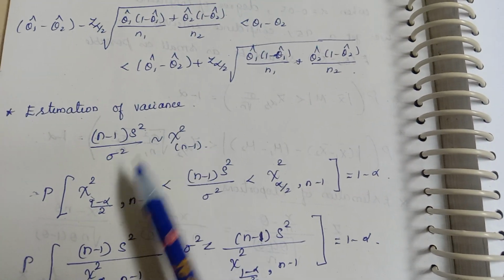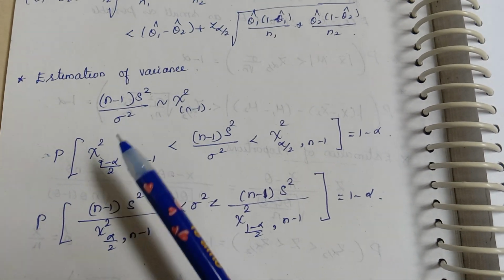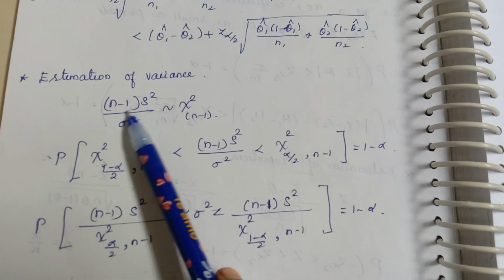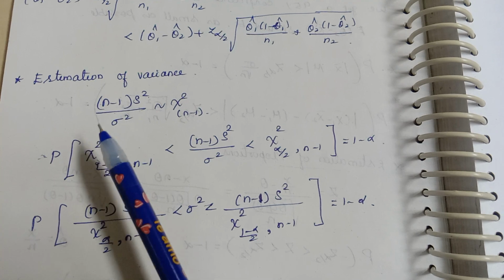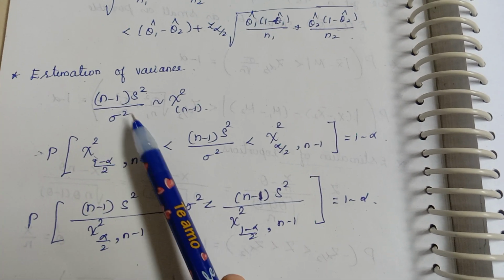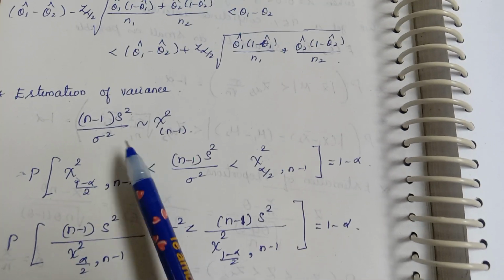Next one is estimation of variance. For that we use the chi-square distribution. Here the test statistic is taken to be (n minus 1) s square by sigma square, where s square is the sample variance and sigma square is the population variance. Then we compare it with the chi-square table and say whether it is accepted or rejected.